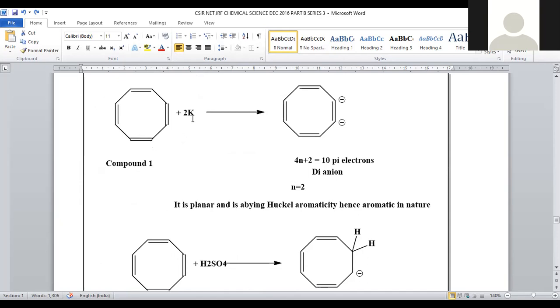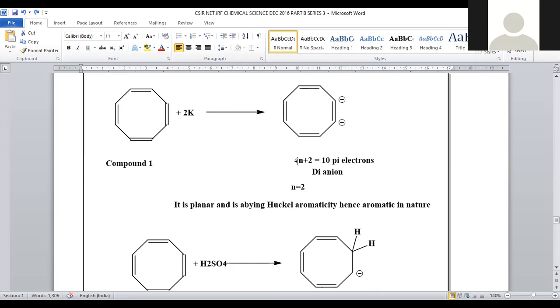Whenever cyclooctatetraene is treated with 2 potassium, what will potassium do? Potassium, being a first group element, an alkali metal, used to give one electron donor. So cyclooctatetraene will be added with one electron and an anion will be generated. We are adding 2 moles of potassium, so 2 electrons will be released, and dianion generation is possible. So it is a kind of 4n+2 pi electron system. 4n+2 is 4 into 2, 8, 8+2, total 10 pi electrons are available, because within the ring we have 8 electrons, 9, 10. Total 10 electrons are available within the system.